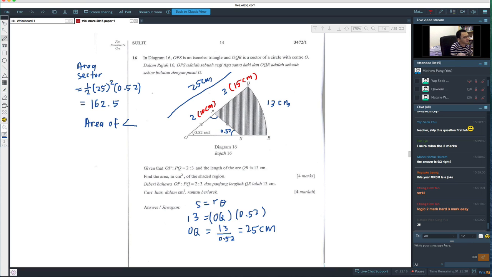Area of triangle. Of course, you can write like this, or you want to write triangle is fine. It's just half AB sine C. Alright, so half A is 10, B is 10 also, okay? 10. And sine, I want to get this angle. This angle basically is pi minus double of 0.52.